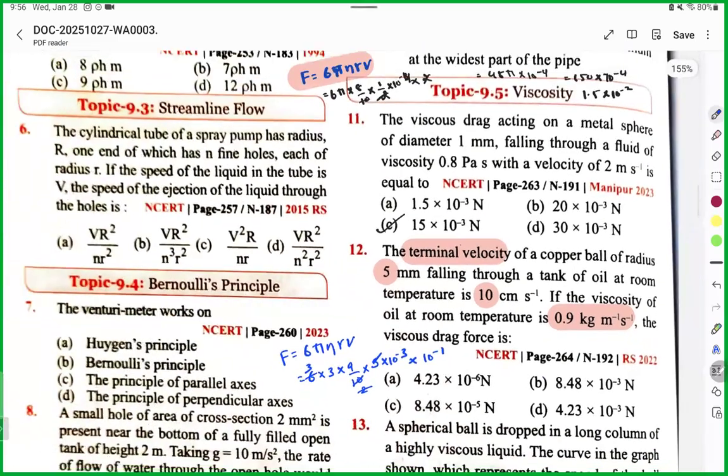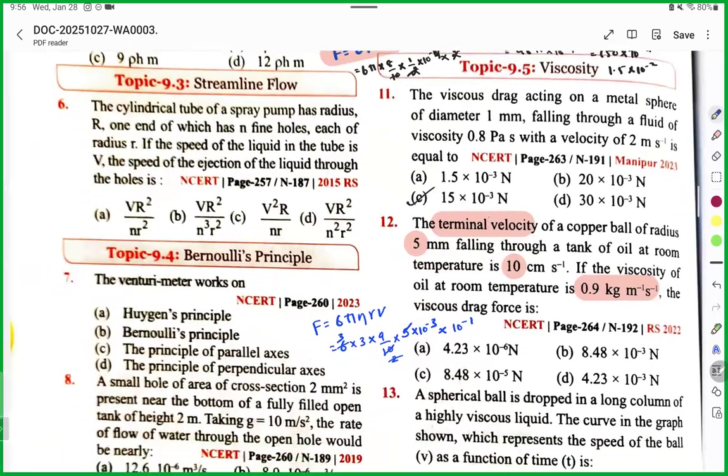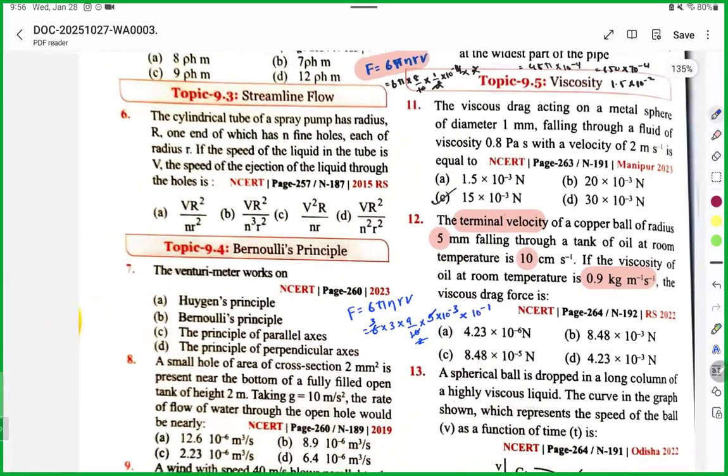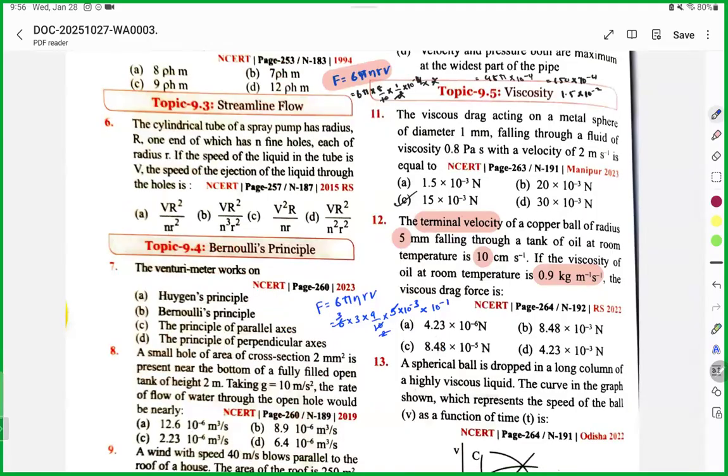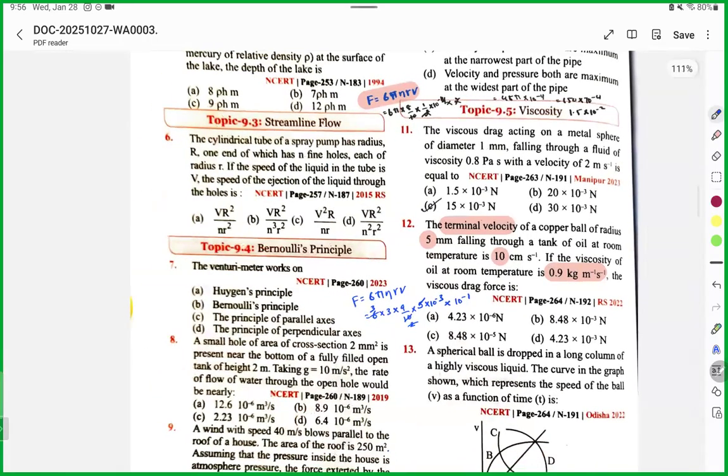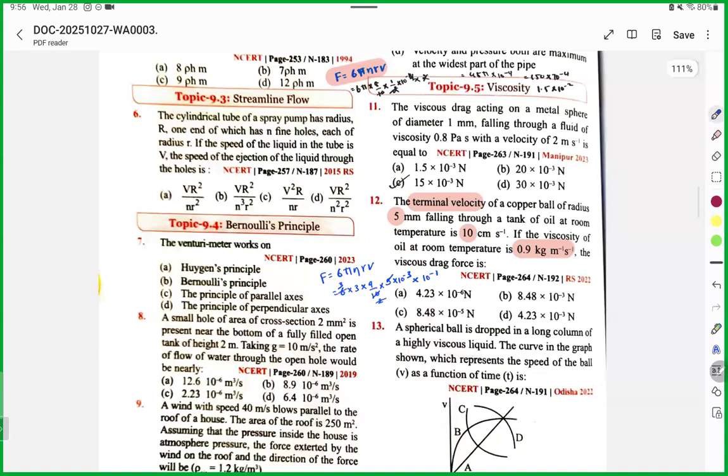Anybody have doubt, Anvita? No, sir. Question number 13. A spherical ball is dropped along a column in a highly viscous liquid. The curve of the graph represents the speed of the ball as a function of time.